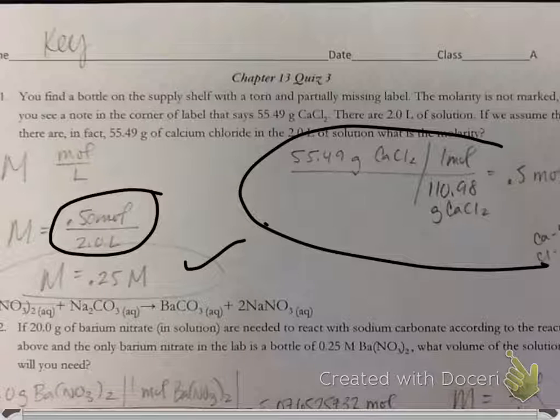Almost everybody got that one correct. And there were no rounding issues. The sig figs were pretty straightforward. That 2 liters of solution limits your sig figs.